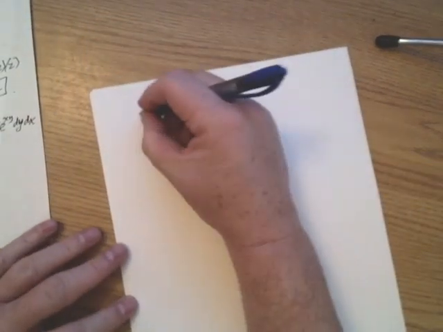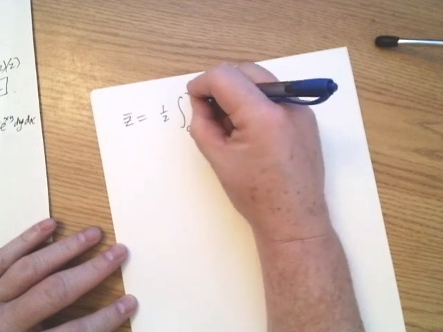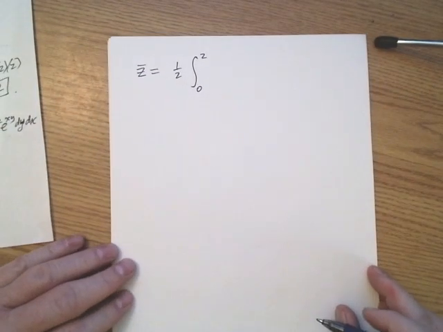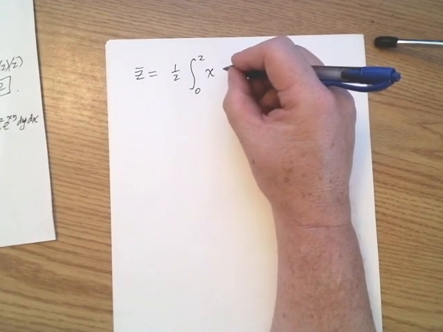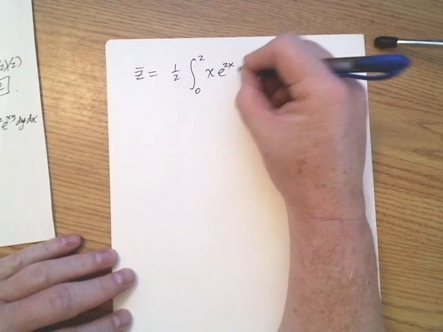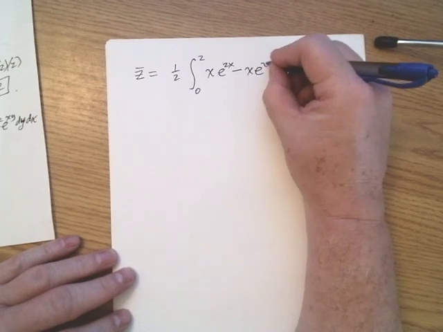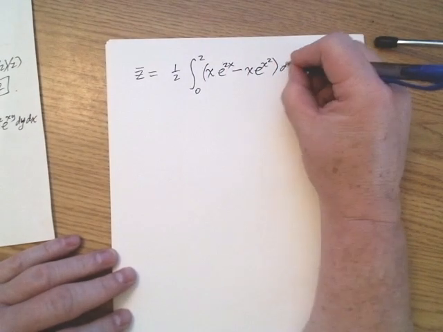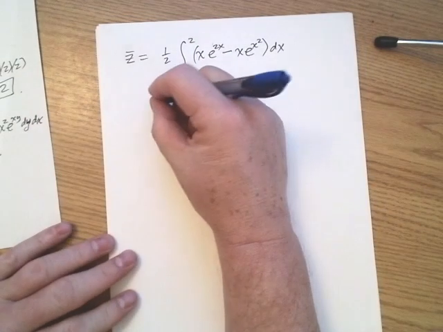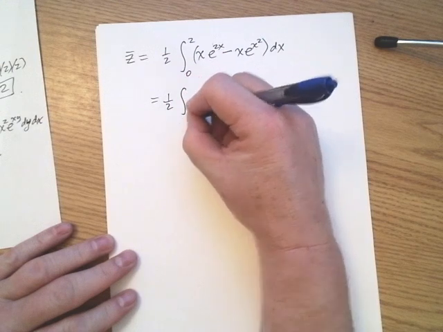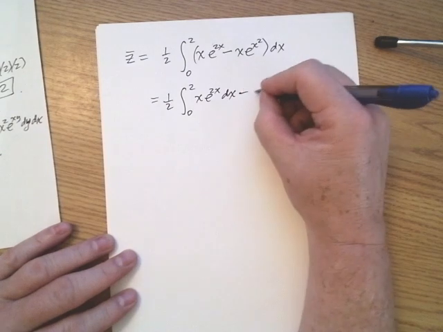All right, so we've got z bar is equal to 1/2 the integral from 0 to 2 of x times e to the 2x minus x e to the x times x, or x squared, and then it's going to be dx. Okay? All right. I'm going to break this into 2 integrals. And we're going to think about how we can integrate each one separately.